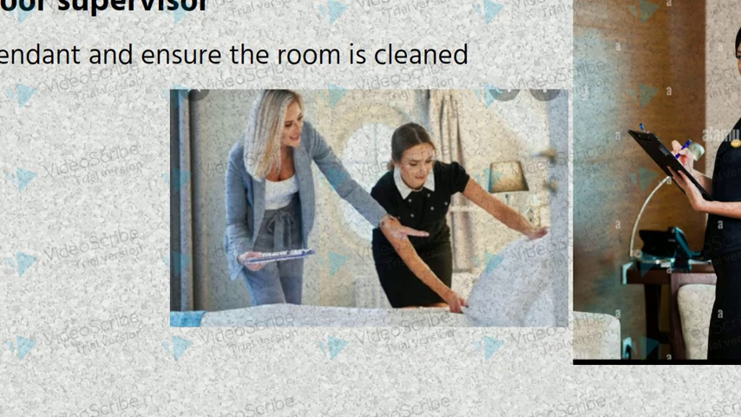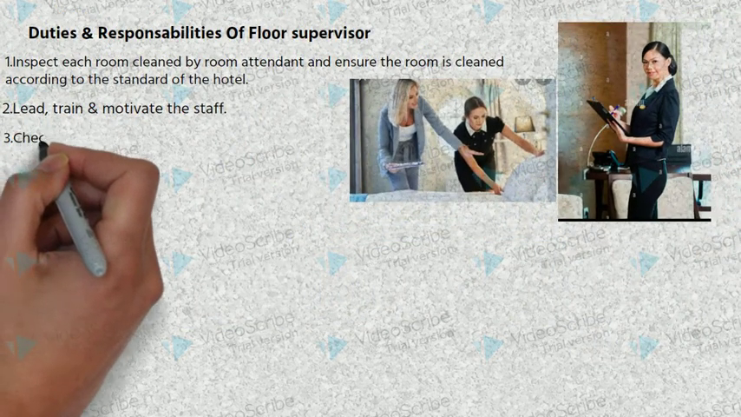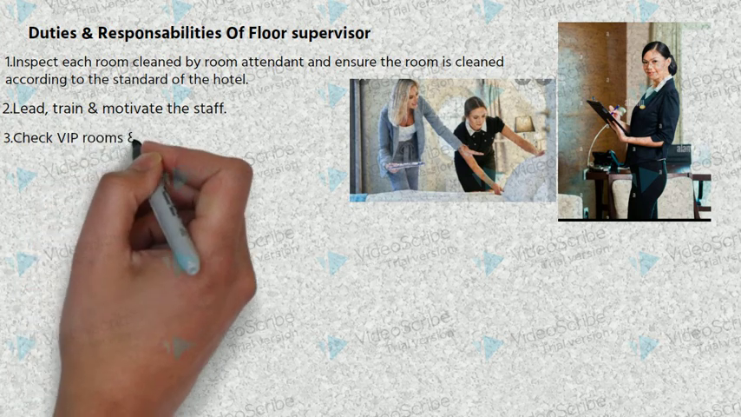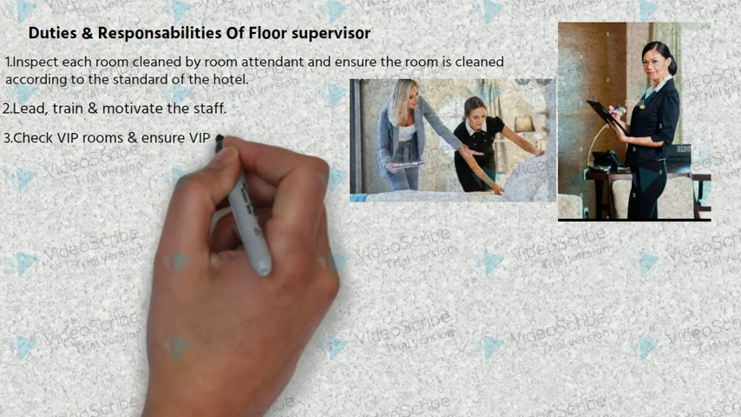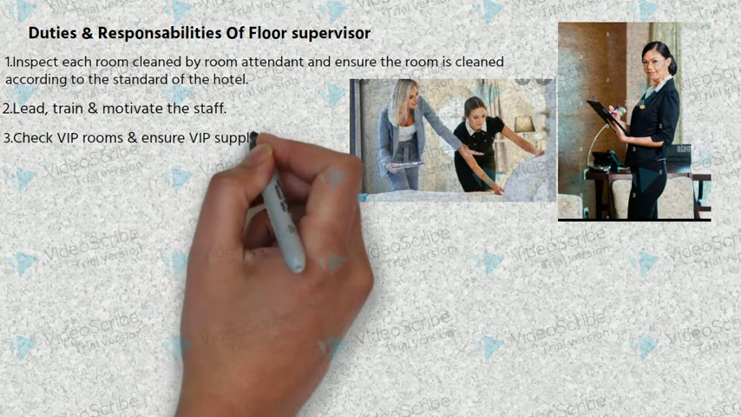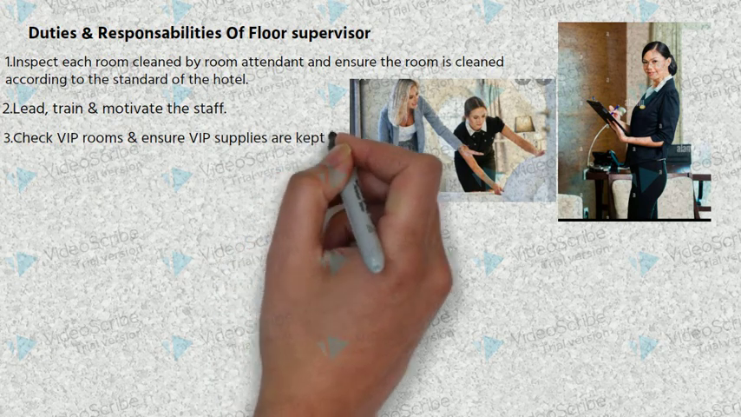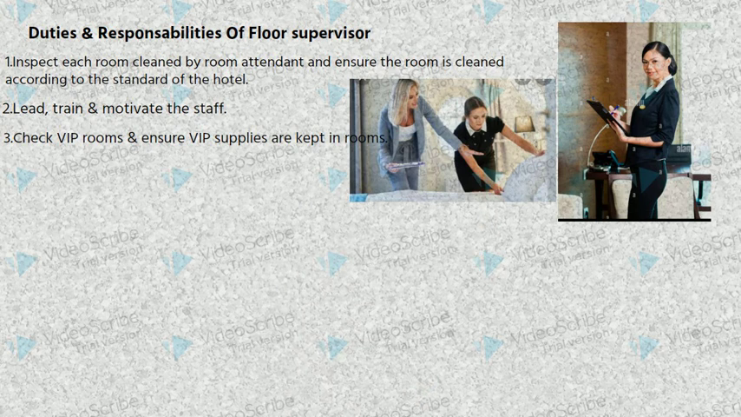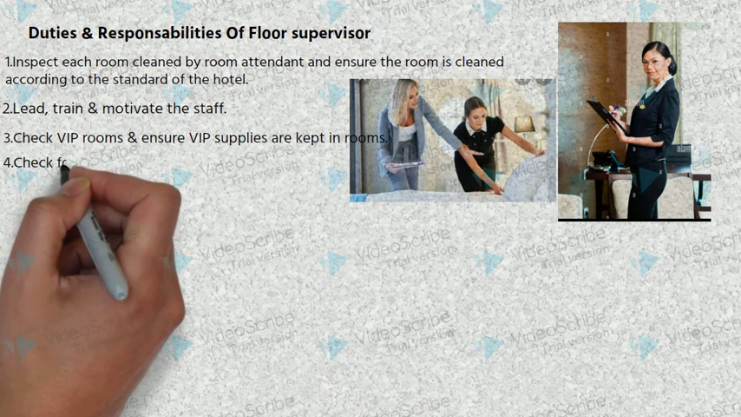As a supervisor, you are supposed to check VIP rooms. VIP rooms have to be given special attention while cleaning, and VIP supplies also need to be kept in the room, like a fruit basket, flower arrangement, extra bathroom, and room supplies.